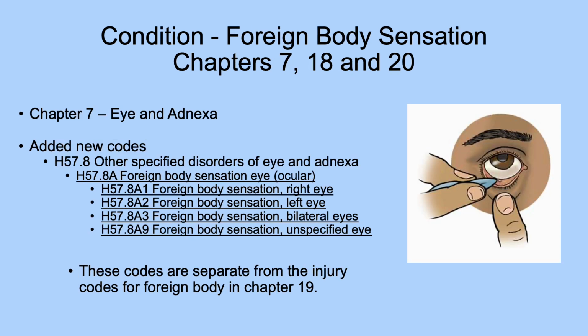Okay, this is interesting. There are a number of places where they added codes for foreign body sensation. Chapters 7, 18, and 20 talk about foreign bodies. This could be that they feel like there's something, a foreign body sensation, but it's not there, or there is one, but there's no injury due to it. So under H57.8, H57.8A, foreign body sensation in the eye, you have the right eye, left eye, both eyes. These codes are different from injury from foreign body. Those are coded to Chapter 19.